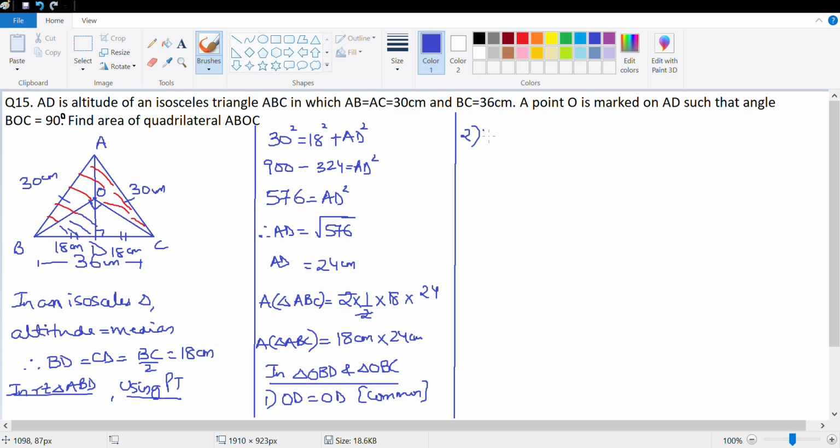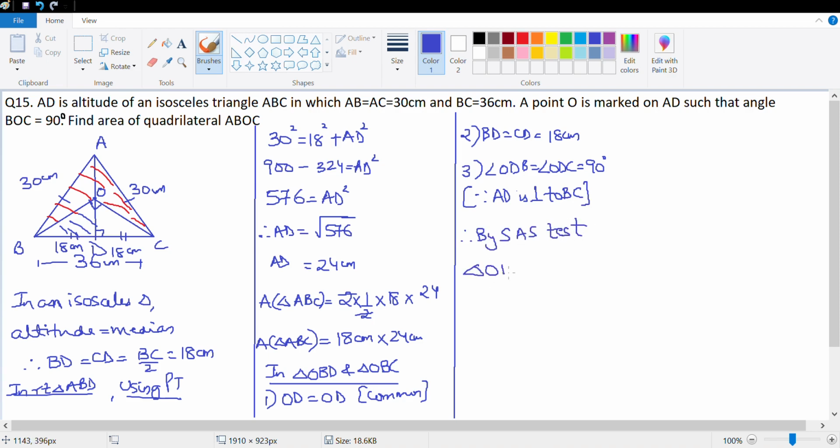Number 2 would be BD is equal to CD is equal to 18 centimeter. We've already proved this. And number 3 would be angle ODB is equal to angle ODC is equal to 90 degree, since AD is perpendicular to BC, since AD is the height. Therefore, by side angle side test, triangle OBD is congruent to triangle OCD. What this gives me is that these two triangles are congruent. Perfect.